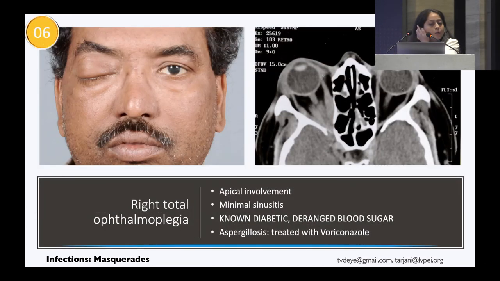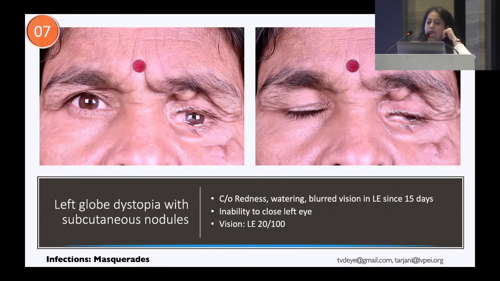Now this one picture, Akshay can relate to this, is again mucor, but look at the sinuses. So it doesn't mean that mucor has to enter the eye only through the sinuses. There are several other routes via which it can enter, largely the pterygopalatine fossae, that you should be looking for on imaging.